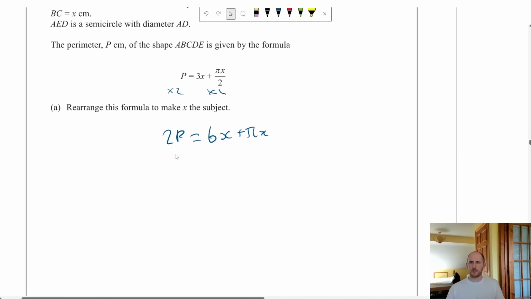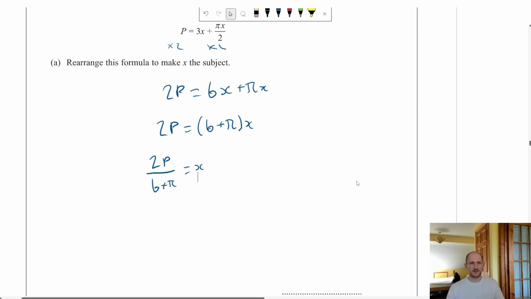The next thing I would probably do is factorize out the x, and I'm basically done. So I get 6 plus pi, times x. Divide both sides by 6 plus pi, and we get 2p over 6 plus pi gives me x. Perfect. Only 2 marks. Yeah, fantastic.